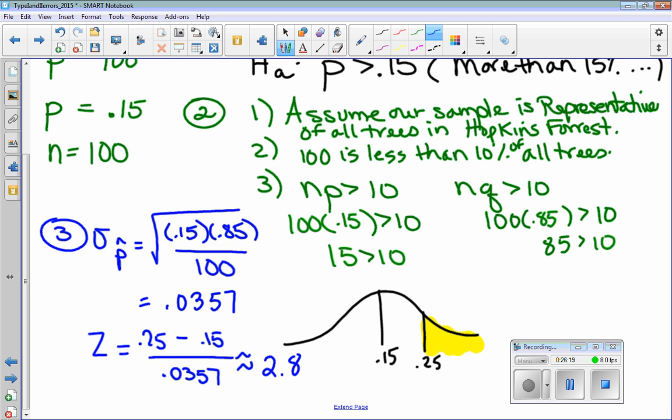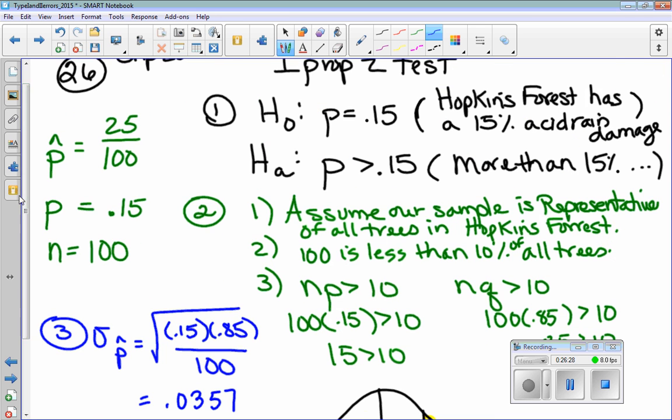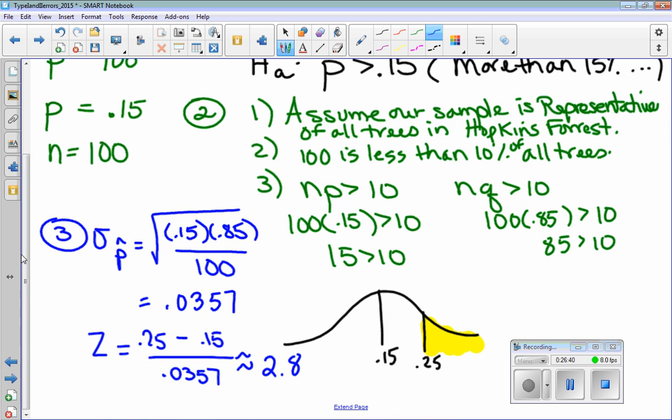Okay? Good. Maddie. Where did the 0.25 come from? 25 out of 100. Okay? So when we're drawing our normal curve, the middle number when we're talking about proportions is simply the mean, which in our case for proportions is your p, so it's 0.15. And then the other number is your p hat. And it's going to go to the right because it's bigger than 0.15. Okay? Good. All great questions.